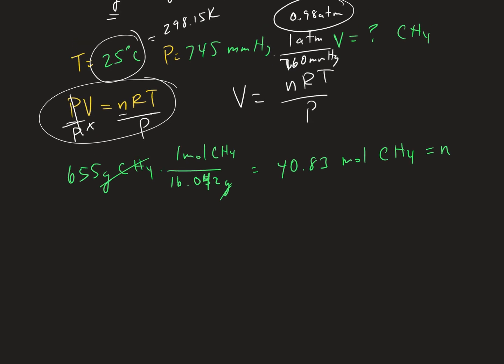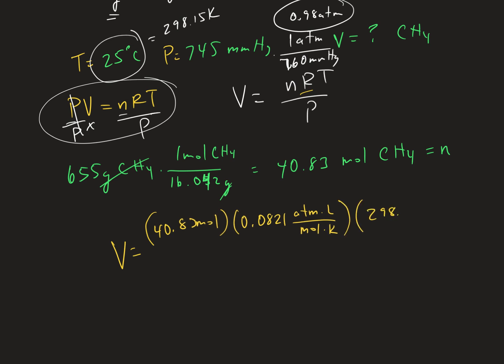So now we can plug these values into our formula. Our volume is going to be N, which is 40.83 moles. And I would write your units down just to make sure that the units cancel out and we're left with what we're looking for. Multiply R, our value of R is 0.0821 ATM liter per mole Kelvin. Multiply our temperature, which was 298.15 Kelvin. Y'all following me okay? Divided by pressure, which is 0.98 ATM.